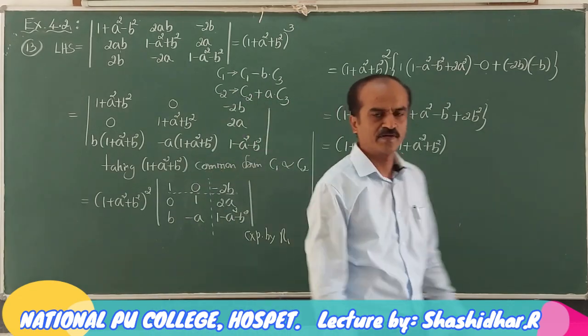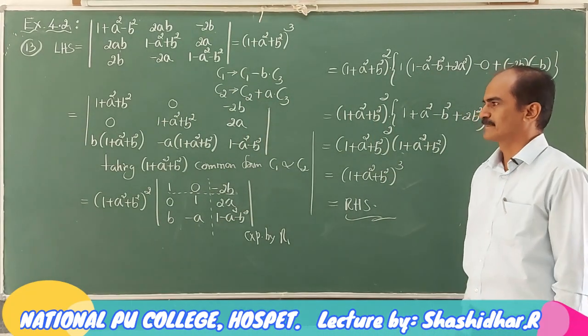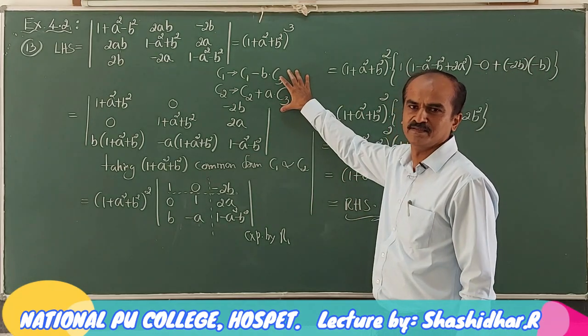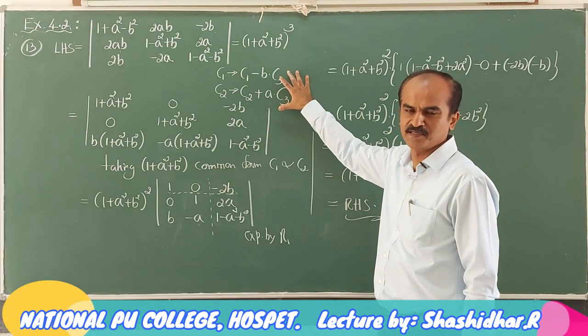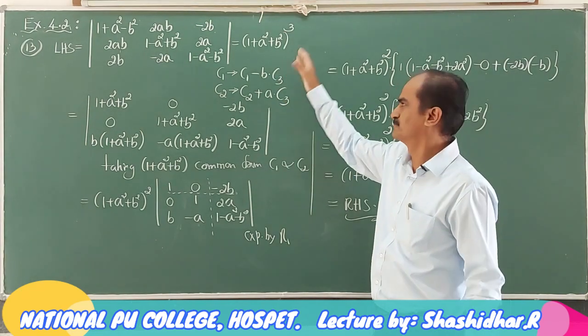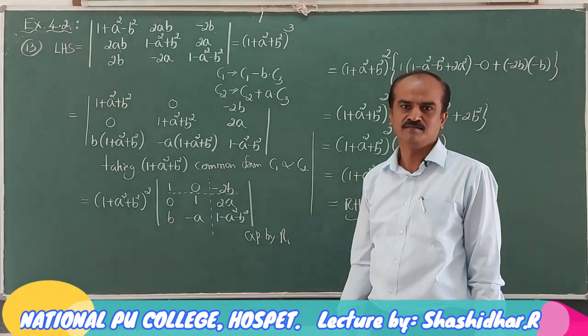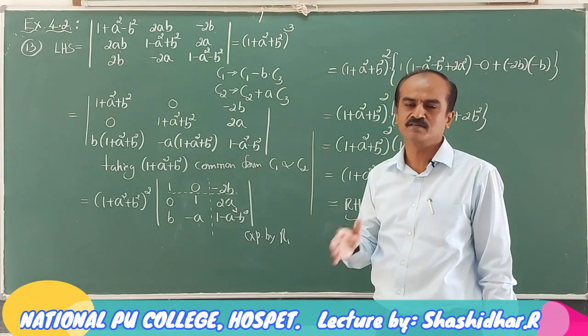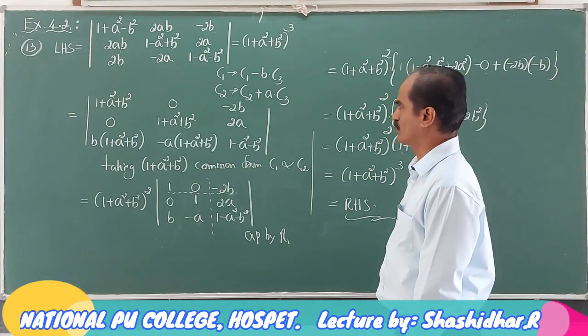That is our required RHS. I hope you followed. This column operation planning is very important here. I keep telling you, it will come by practice. You should practice to observe the elements very carefully, and what is the result we have to get. Based on that, you have to plan the row and column operations.